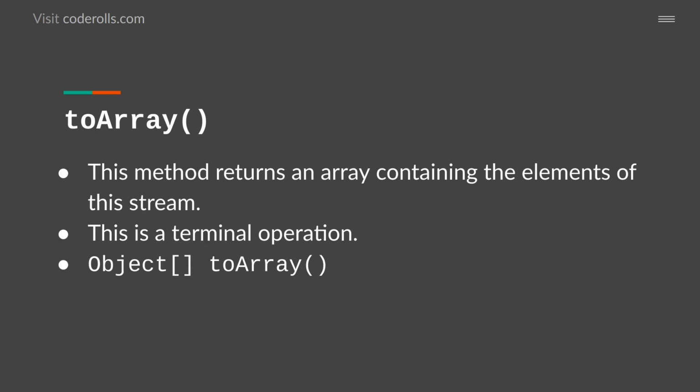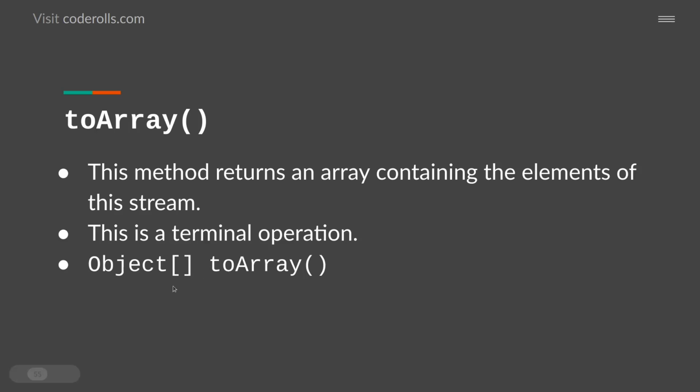But if we want to convert a stream of elements into an array, we can use this simple toArray method. The toArray method will return an array consisting of the elements of this stream. Of course, it is a terminal operation and it will always return an object array. One thing to remember is that the toArray method without any parameter will return an object array only. So we will see an example of how we can get an array from the stream of elements.